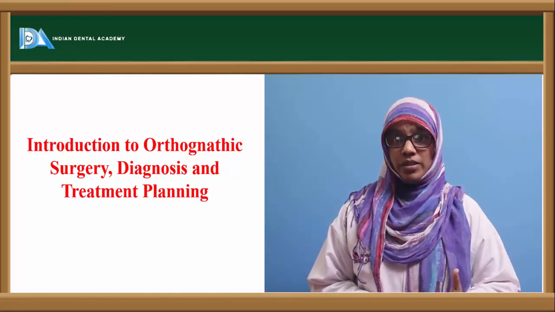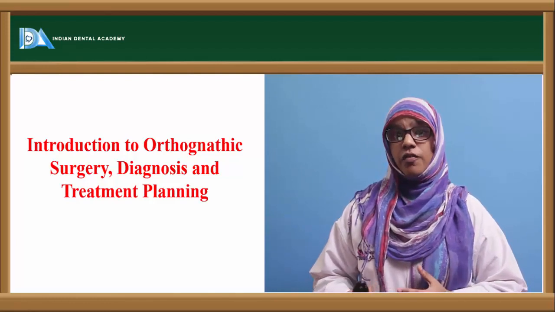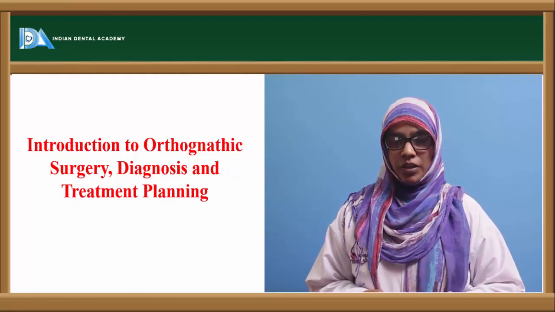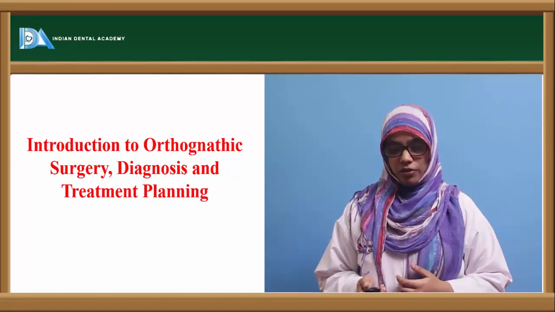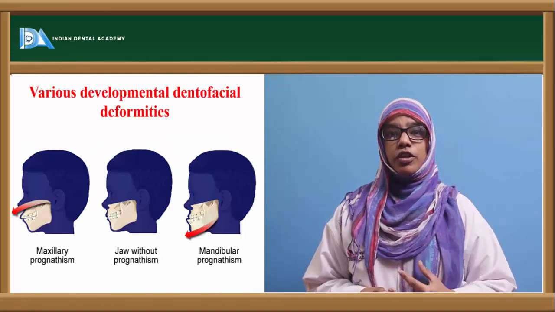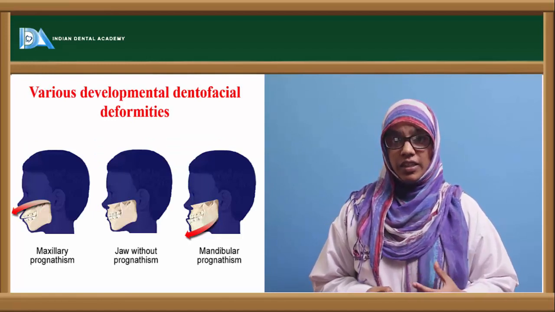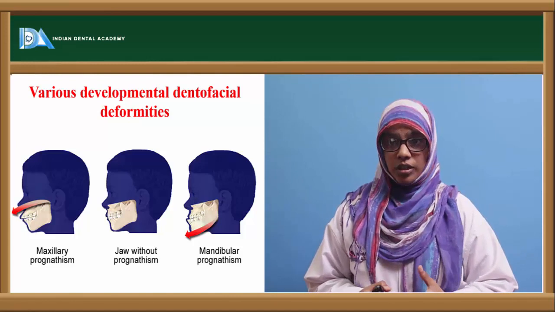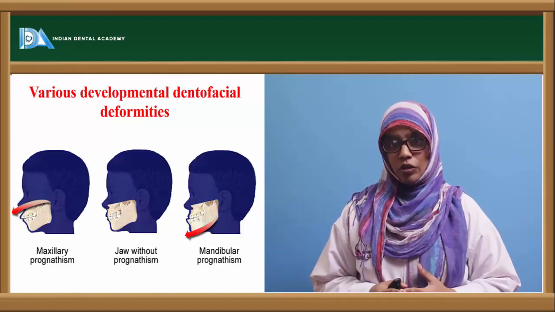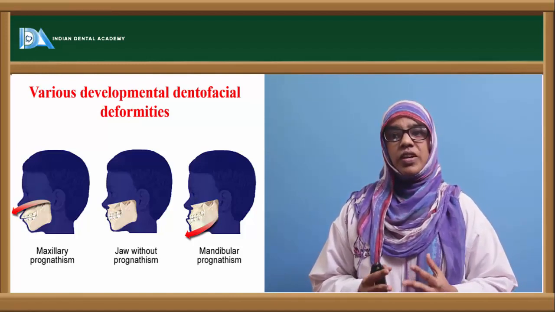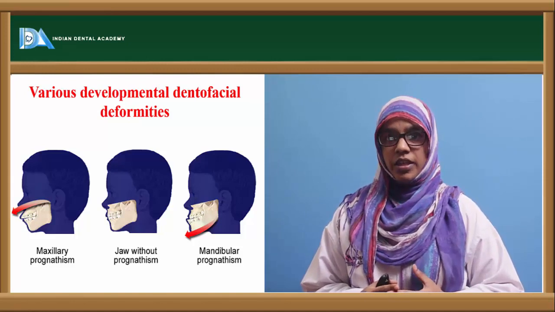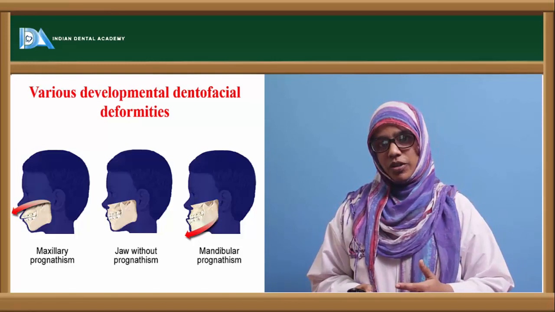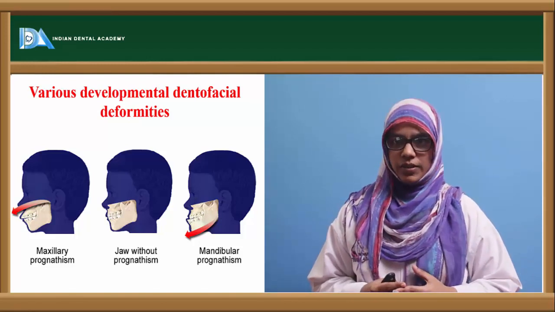But what happens if there is a deviation away from the normal? It results in dentofacial anomalies. Now, we as maxillofacial surgeons see a lot of dentofacial anomalies. When we see them, we need to address them in all three planes, that is, the vertical plane, horizontal plane, as well as anterior-posterior plane. Thus, various dentofacial deformities can be broadly divided into maxillary deformities, mandibular deformities, and asymmetries.